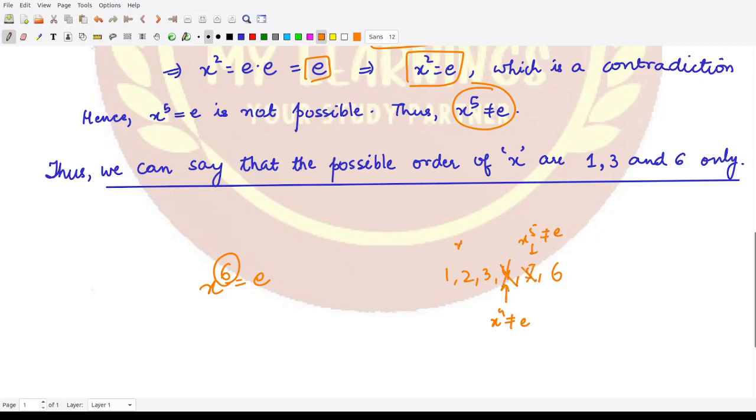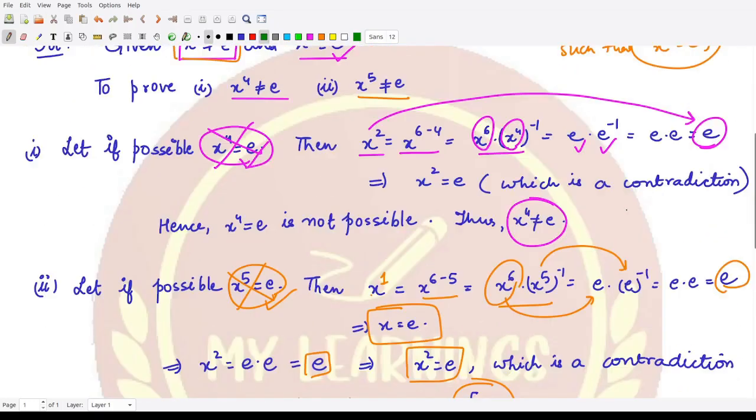And moreover, x square is also not given to be equal to identity. So therefore, this option is also cancelled. So we are left with only these possibilities which are 1, 3 and 6. Hence, the possible orders for x could either be 1, or 3, or 6. So I hope you understood this question well.